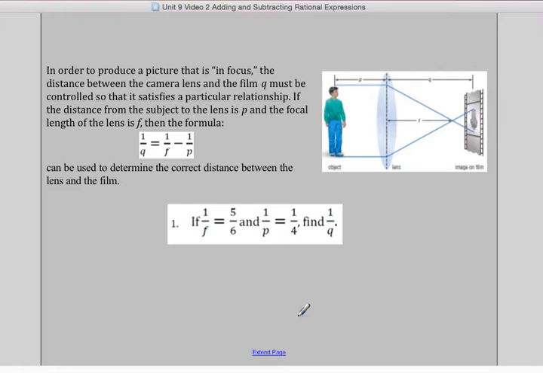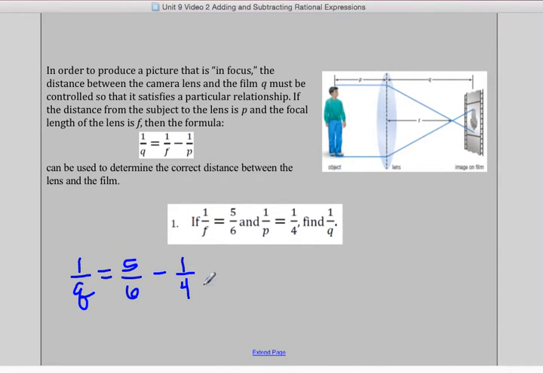So here's our example. If f is 5 over 6, 1 over p is equal to 1/4, and we want to find 1 over q. So let's plug this in. We're finding 1 over q, so I have 1 over q is equal to 1 over f, which is 5 over 6, minus 1 over p, which is 1/4. In order to subtract, we've got to get that common denominator.